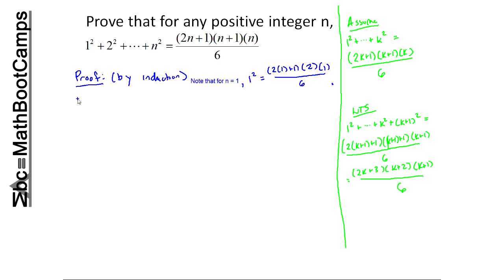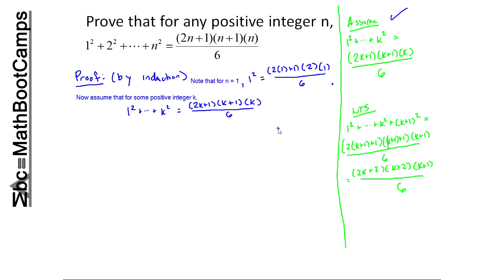Like I mentioned, it would be nice to go ahead and state what k is, if we're dealing with positive integers. So I would say, now assume that for some positive integer k, the formula works. In other words, for some positive integer k, 1 squared plus ... plus k squared equals, and now I plug in the k, 2 times k plus 1 times k plus 1 times k over 6. And this is now this step. I've assumed this. That's P of k. So now I want to prove P of k plus 1.